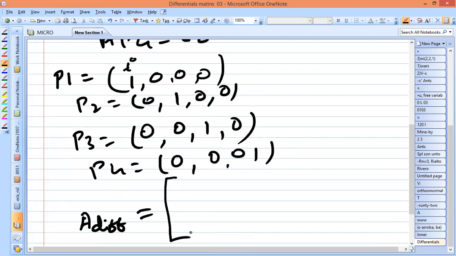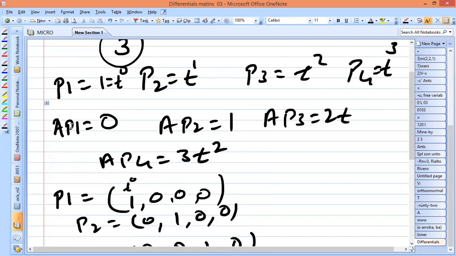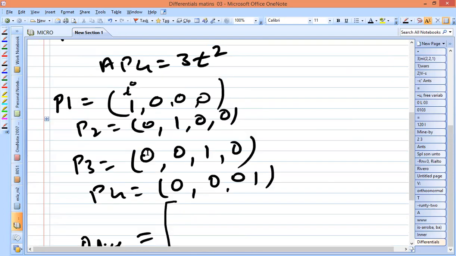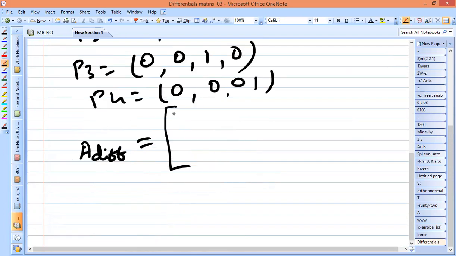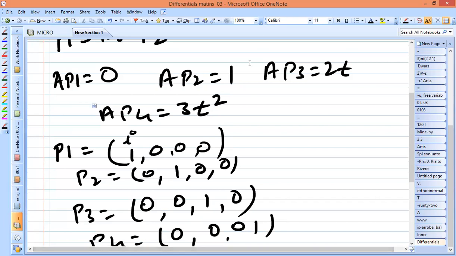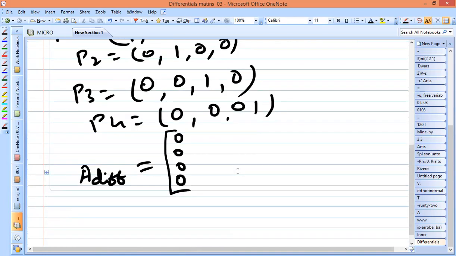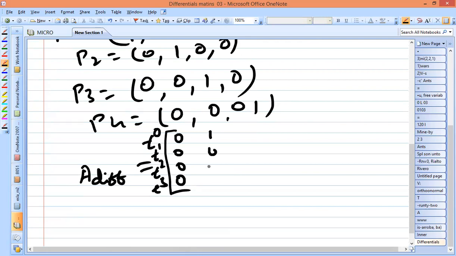This can be written by observing the coefficients of the differentiation results that we have taken. We can see that AP1 is 0, that is, all the elements with respect to this will be 0. So in the first column we write all 4 elements as 0. Next, AP2 consists of 1, which corresponds to the element t to the power 0. Here we'll be writing the elements for t to the power 0, t to the power 1, t square, t cube. So for AP2 it will be 1, 0, 0, 0.